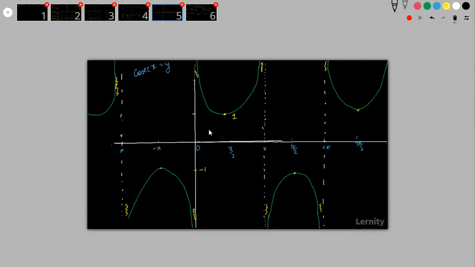Tell me, will it ever take the value of 1 by 2? No. It will never take a value less than 1, and it will never take a value greater than minus 1.